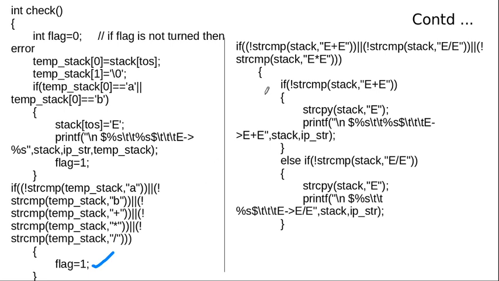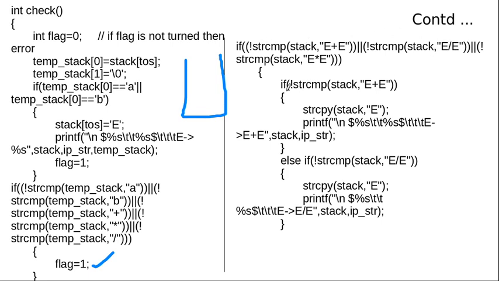In the same way, when I am verifying the entire stack content, nothing but the string stack, that may be my production alternatives: either E plus E string or E bar E string or E star E string. In the same way, when the strings are the same, it returns 0. When the strings are the same, it is valid. That's why I'm using not string comparison.